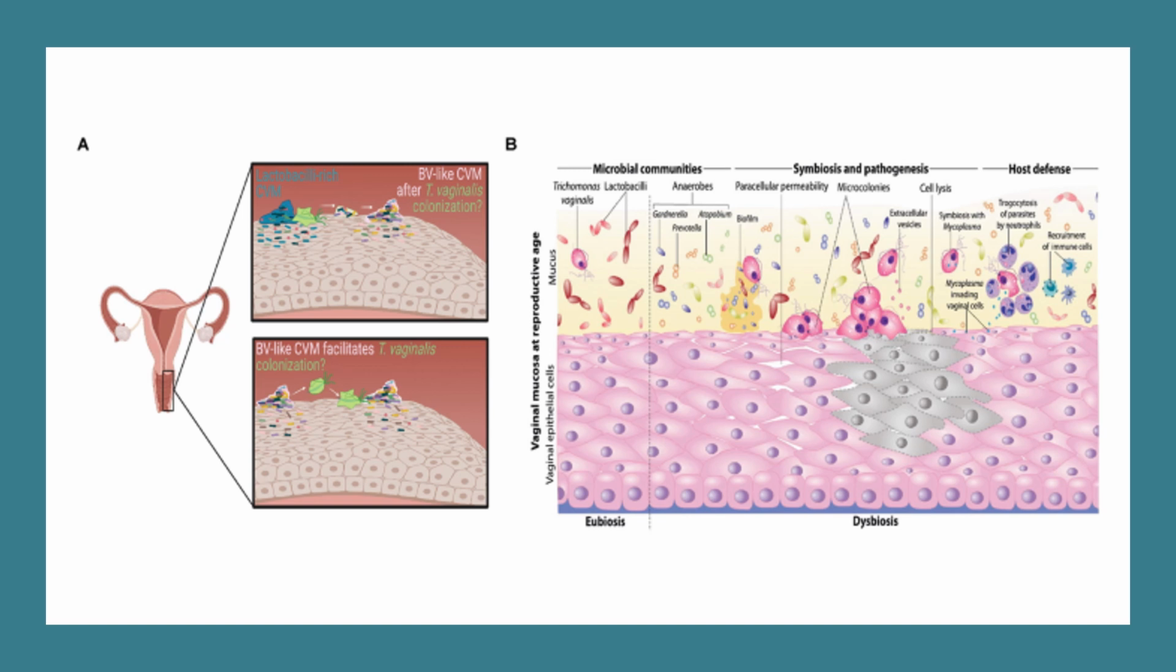And once the microbiome is damaged, it's hard to restore it, which is why you can see in the picture that some of the vaginal epithelial cells in the dysbiosis are grayed out, because you can't really revert it.